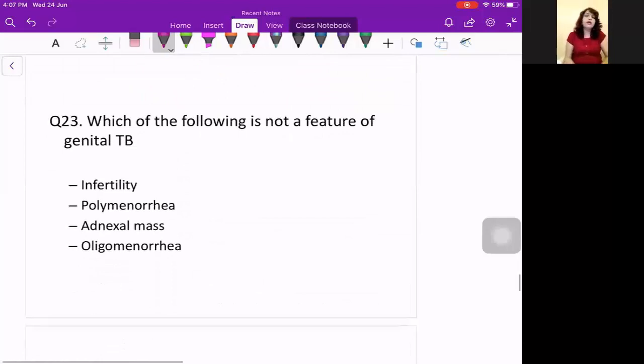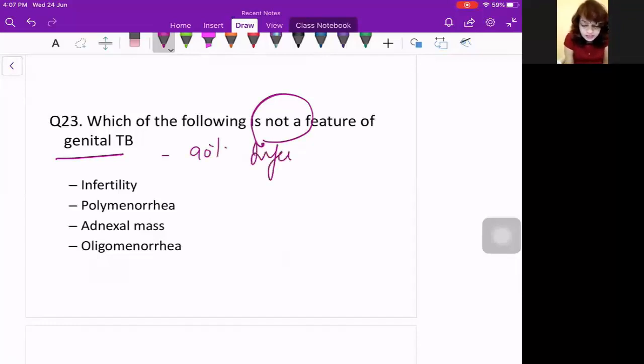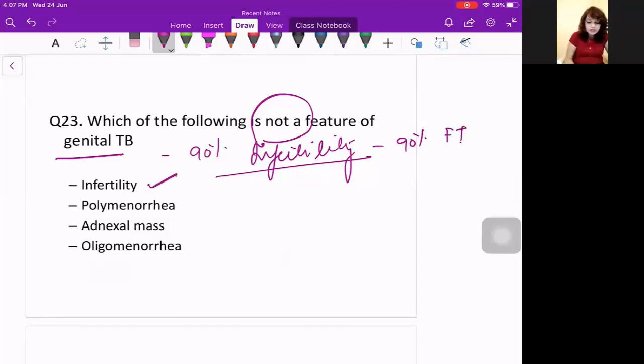Which of the following is not a feature of genital TB? In genital TB, in the majority of cases, about 90%, it presents with infertility. That is the most common presentation of genital TB, and 90% of cases of genital TB are in the fallopian tubes. So infertility is an important presentation.